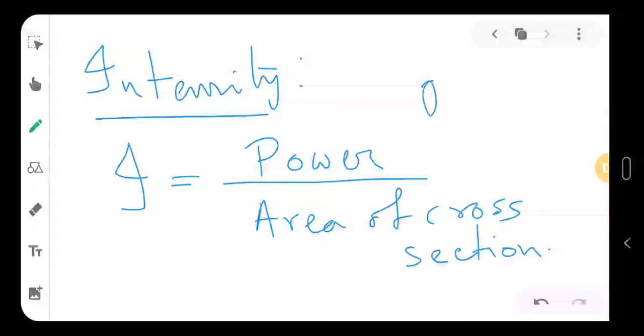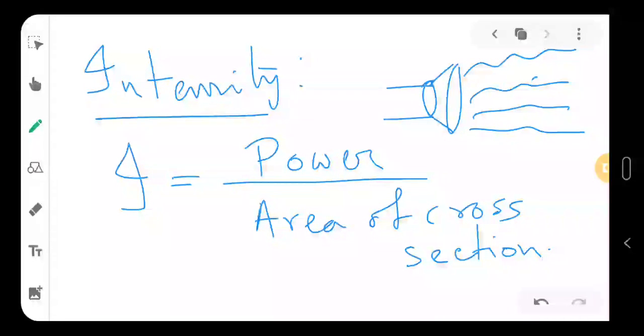So if it is a source of wave, let's say a torch, because we know that light is nothing but a wave, an electromagnetic wave, the wave is being transferred like that. If I take a small unit area here, and I measure how much energy is being transferred through this cross-sectional area per unit time, that energy we can name as intensity.